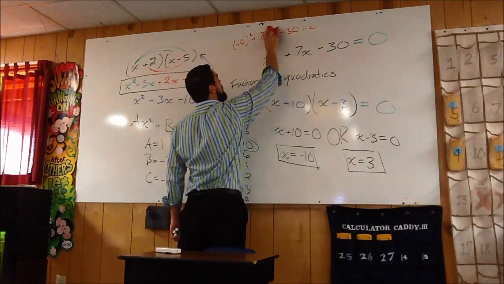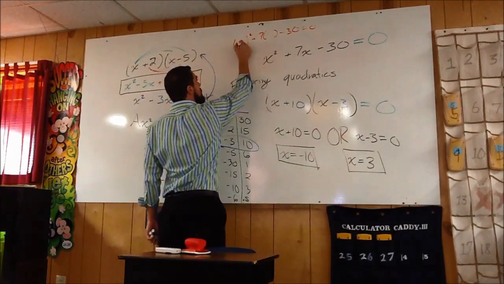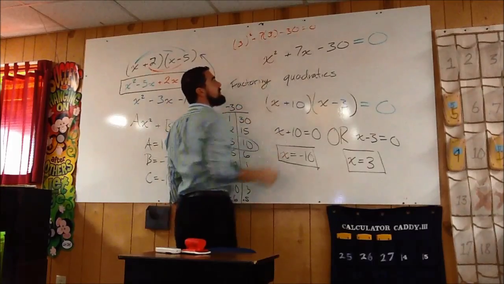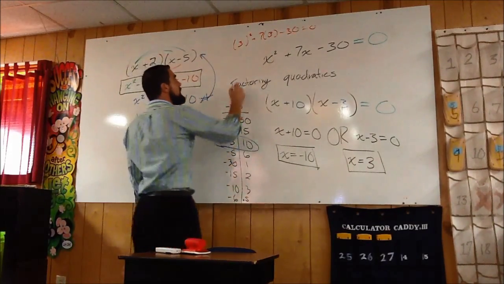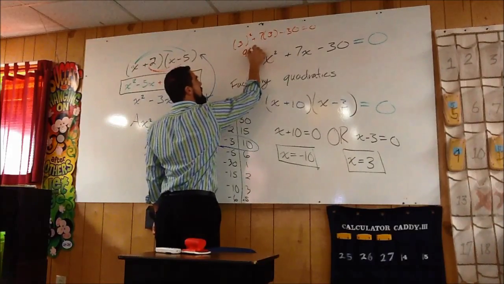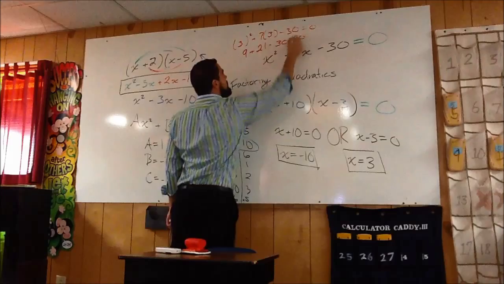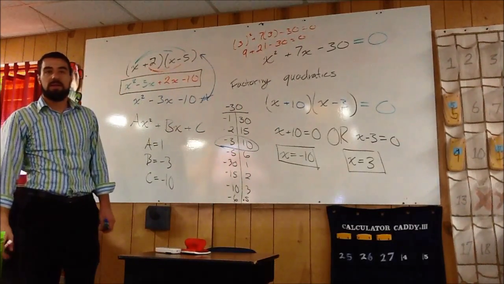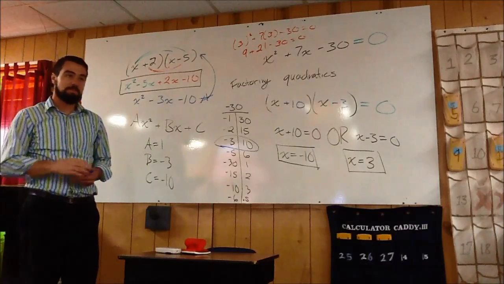Let's see if the other value works out, which is positive 3. So positive 3 squared plus 7 times positive 3 minus 30. Hopefully, if we did this correctly, it should equal 0. 3 squared is 9, plus 7 times 3 is 21, minus 30. Does 9 plus 21 minus 30 truly equal 0? Yes. Then we did solve this correctly.